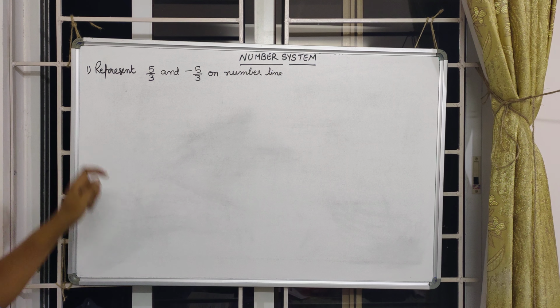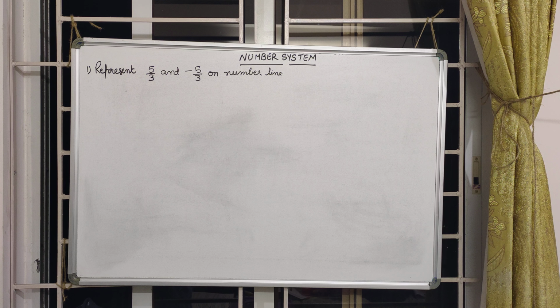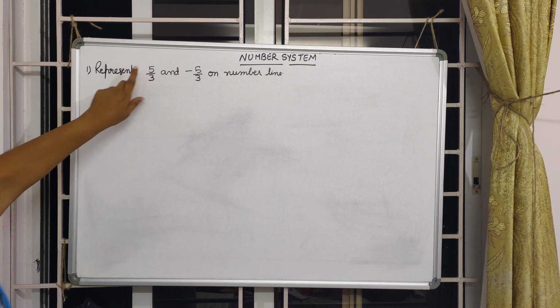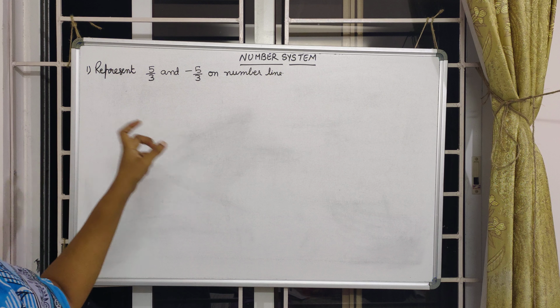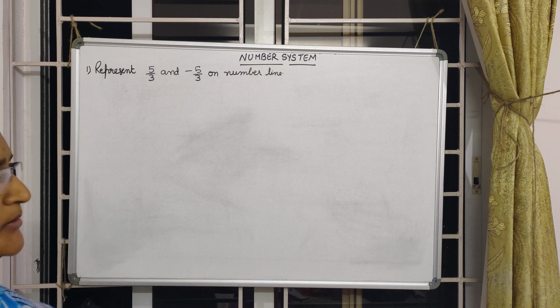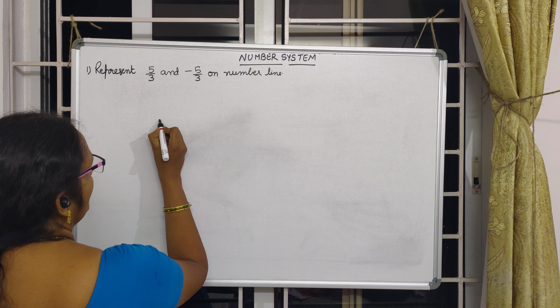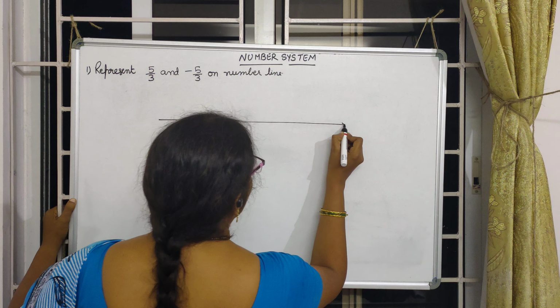Let us see. Represent 5 by 3 and minus 5 by 3 on the number line. 5 by 3 and minus 5 by 3 are rational numbers. How to represent these rational numbers on the number line? Let us see. First, I am drawing a number line.